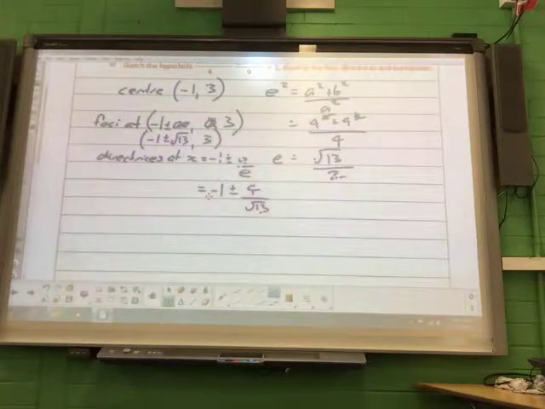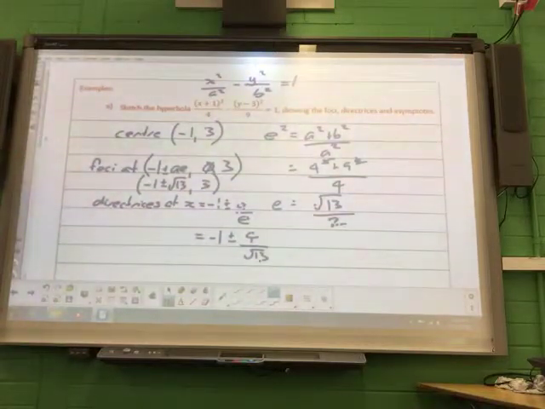Right. Now, in your notes, I have provided for you the equation of the asymptote. But if we consider the rectangle that we're about to draw, we can use that rectangle to find the equation of the directrices, instead of remembering another formula.